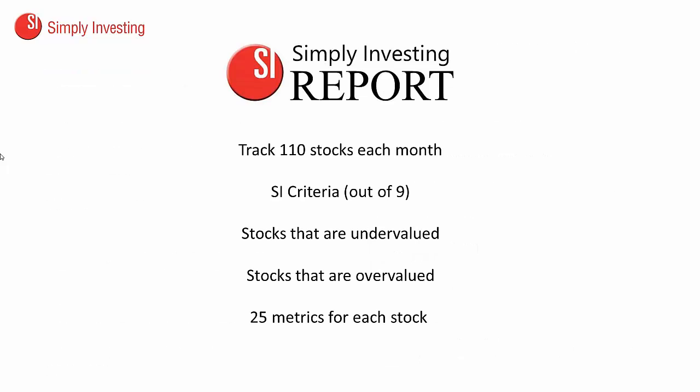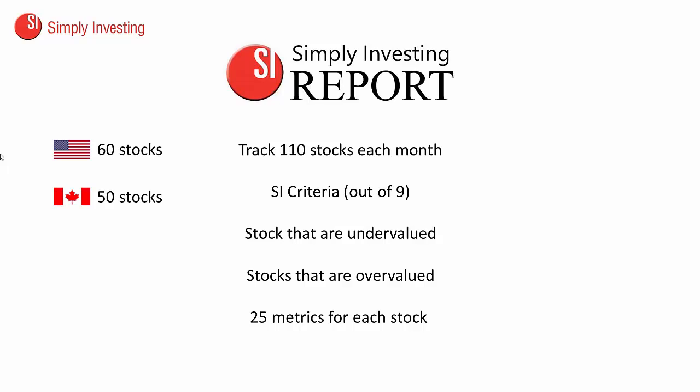Just to summarize, before we jump into the report, we track 110 stocks each month. The SI criteria out of 9 is going to be listed in the report. We're going to tell you exactly which stocks are undervalued, and exactly which stocks are overvalued. And we're going to give you the 25 metrics for each stock every month. 60 stocks are going to be in the US market and 50 will be in the Canadian market.